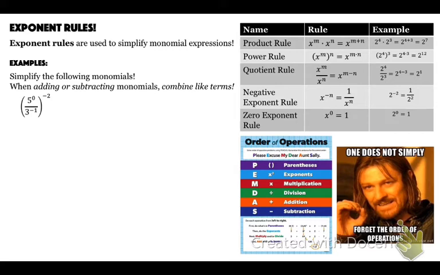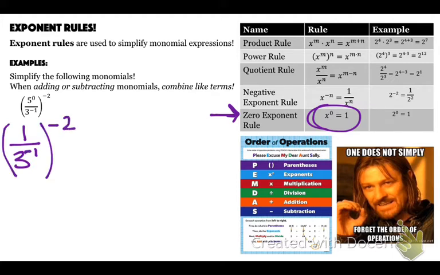Here, I'm going to work inside these parentheses first. So 5 to the 0 power, that's the zero exponent rule. Anything to the 0 power is 1. So that's going to be 1. And I'm going to leave the others for a second. Negative first, negative 2. Now we have this negative exponent rule. We have a negative exponent here, and we also have a negative exponent there. But we deal with our parentheses first, so I'm going to deal with this one first.